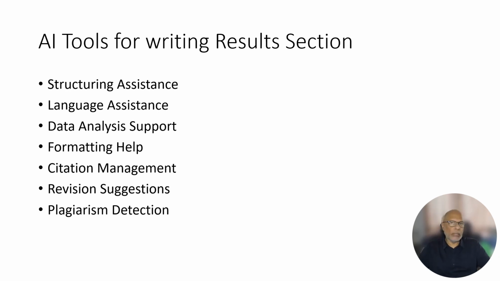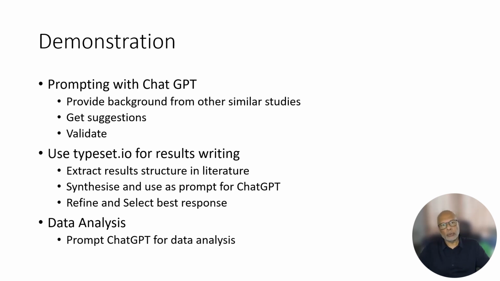You can also get help with data analysis, where you can put in your data and ask for its inference. What do you think this is? How does the analysis look? Are there any other alternatives? It can also help with formatting, and citation management can also be done through this, but it is still better to use citation software. You can ask it to revise what you've written for better flow, clarity, and simplicity, and you can do plagiarism checks with this sort of software.